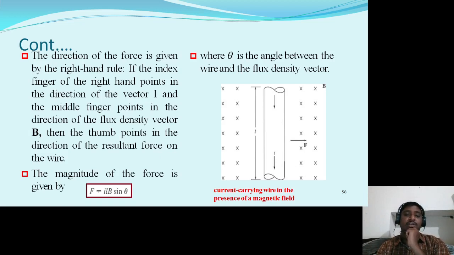If the index finger of the right hand points in the direction of the vector I, the current vector, and the middle finger points in the direction of flux density, as I just told, just go through that.